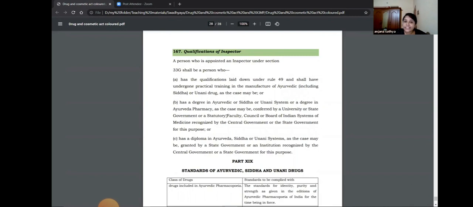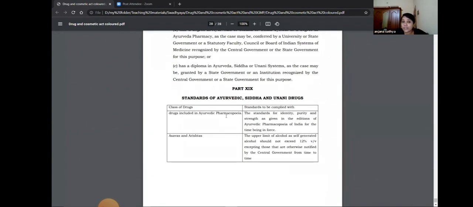Then you can see the qualifications of the drug inspector also in rule number 167. In rule number 167, it is mentioned as a degree in Ayurveda, Siddha and Unani medicine, or a degree in Ayurveda pharmacy. They can also be a drug inspector.